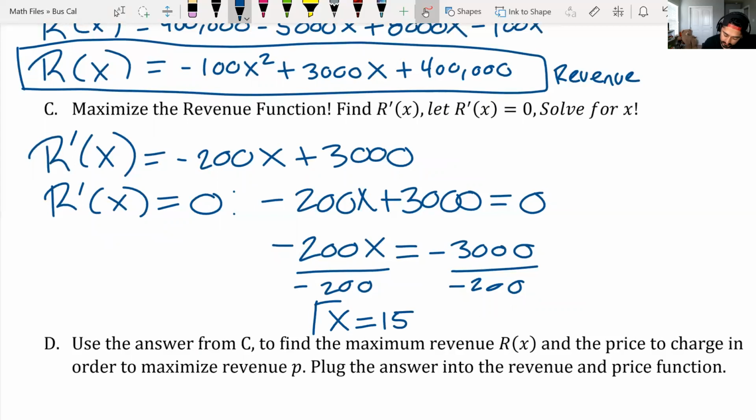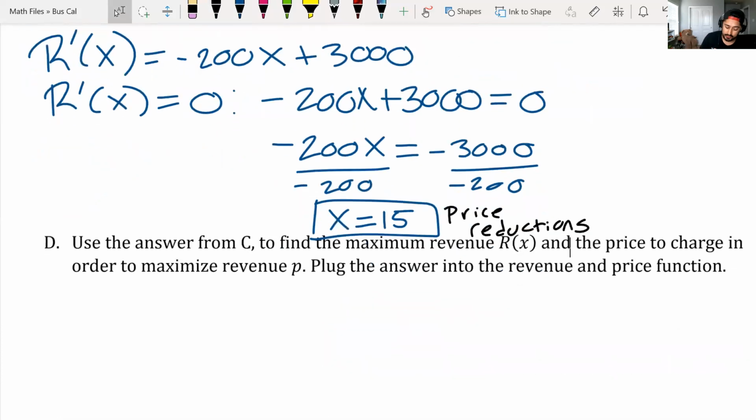X equals 15. So what this number means is that, well, if we do 15 price reductions, then this could give us the maximum revenue, right? So this means that this is our critical number. And what this critical number means is that at 15 price reductions, we can get maximum revenue. So this is 15 price reductions. So if we reduce the price 15 times, then more people will come to our seminar and we'll still be rich. Okay.